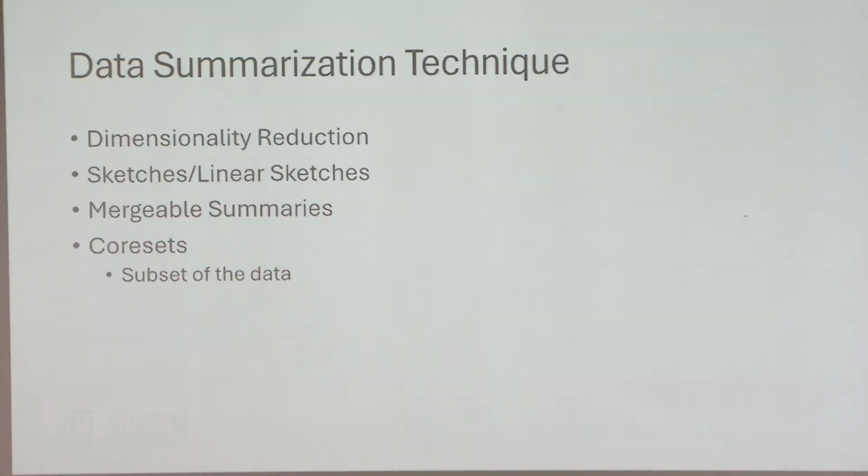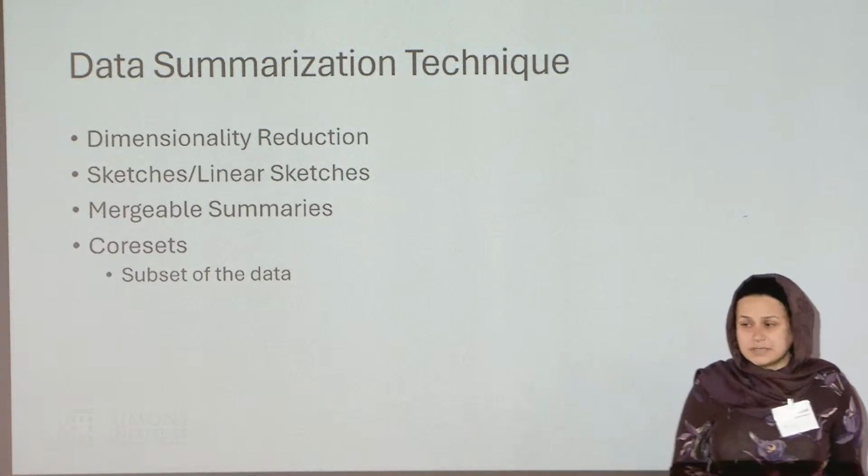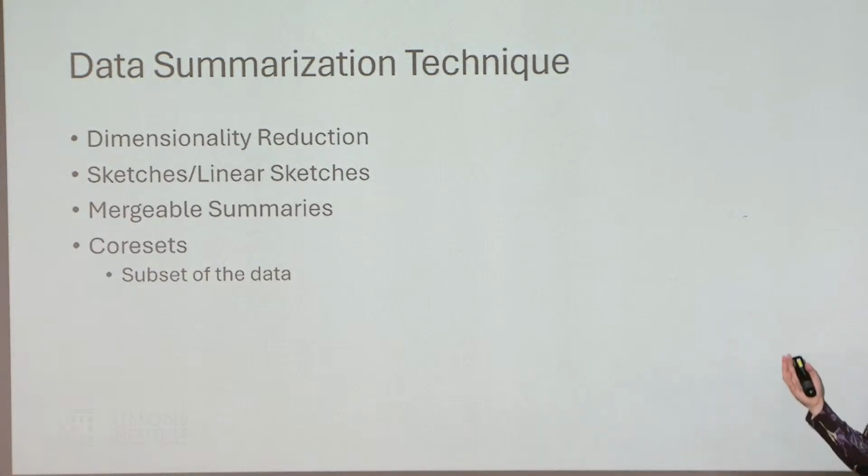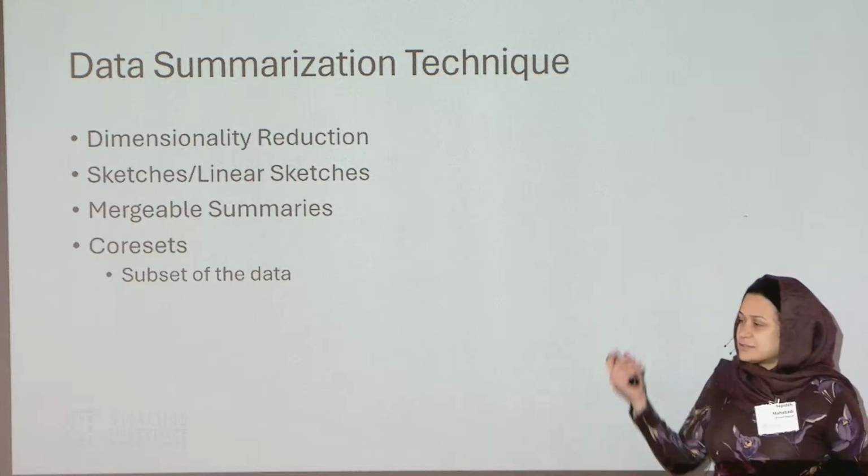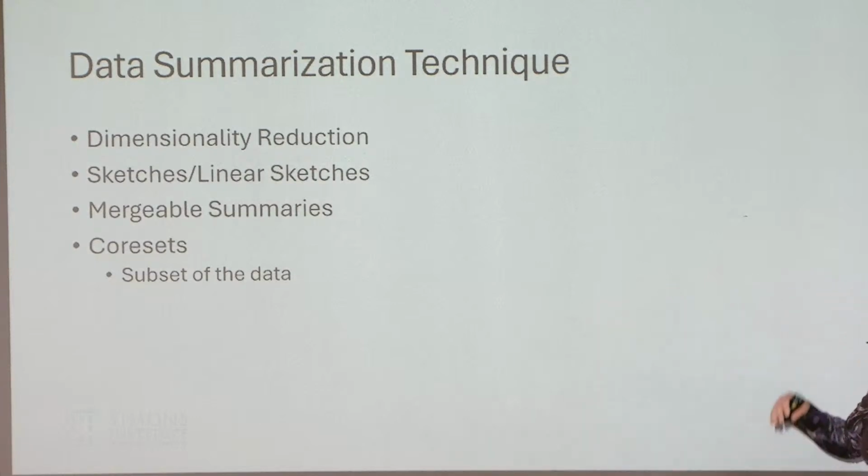Okay, so what are coresets? A coreset is one of the many data summarization techniques. For example, you might have heard of dimensionality reduction, sketches, linear sketches that Andrew told us about, mergeable summaries, and so on. What is particular about coresets is that they should be a subset of the data. The main property of the coreset is that it's a small subset of the data.